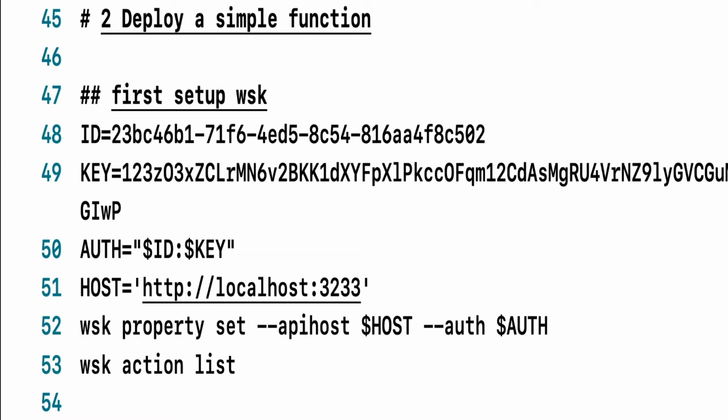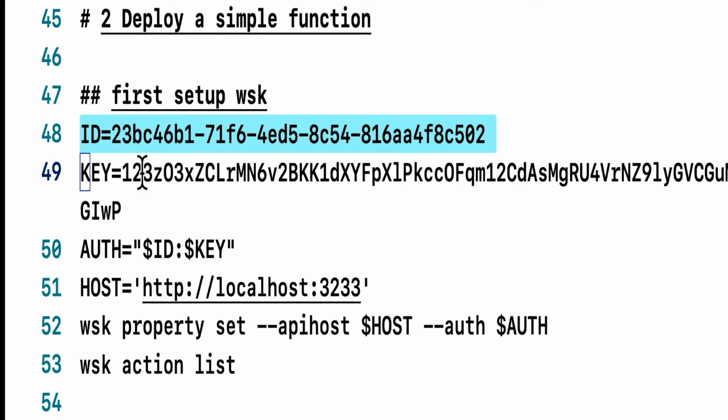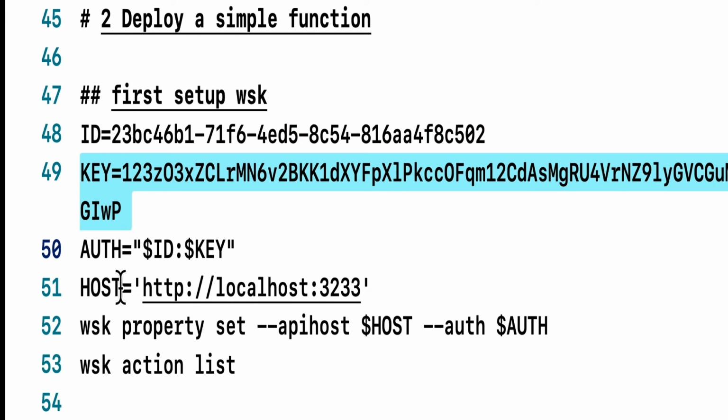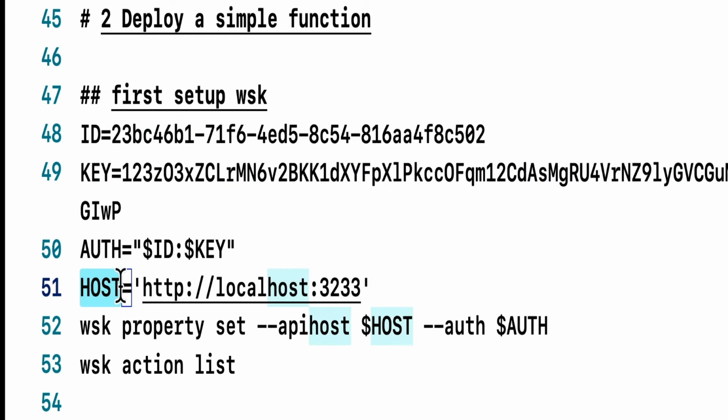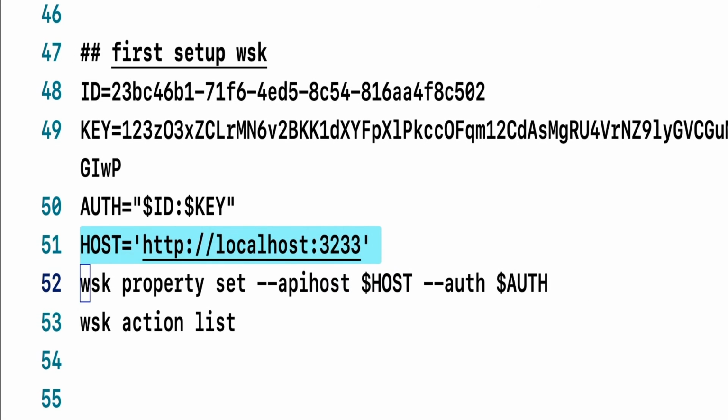Before all, we notice that the command line tool can connect to different OpenWhisk environments, using different credentials. The required information is the usual: a user, which in our case is an identifier, and a password, which we call a key here. We also need to specify where our OpenWhisk is running. We name this parameter the API host.